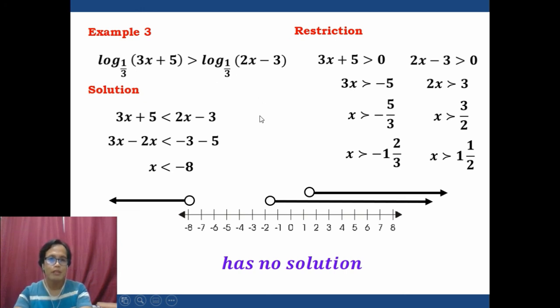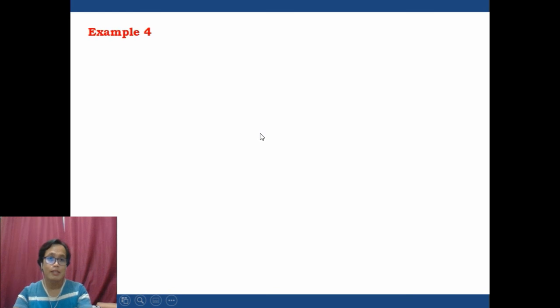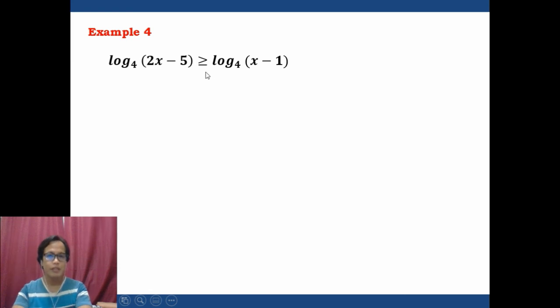Okay, let's proceed to the last example. For example, we are given log of 2x minus 5 base 4 is greater than or equal to log of x minus 5 base 4. Okay, again, our base is greater than 1, so we will apply the first rule. We will not change the sign.